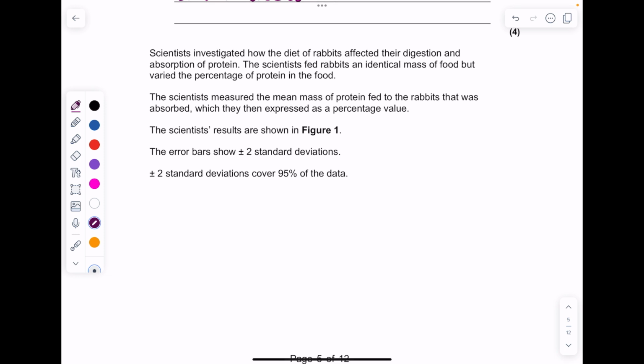Scientists investigated how the diet of rabbits affected their digestion and the absorption of protein. The scientists fed rabbits an identical mass of food but varied the percentage of protein in the food. The scientists measured the mean mass of protein fed to the rabbits that was absorbed, which they then expressed as a percentage value. The scientists' results are shown in Figure 1. The error bars show plus or minus 2 standard deviations. Plus or minus 2 standard deviations cover 95% of the data.